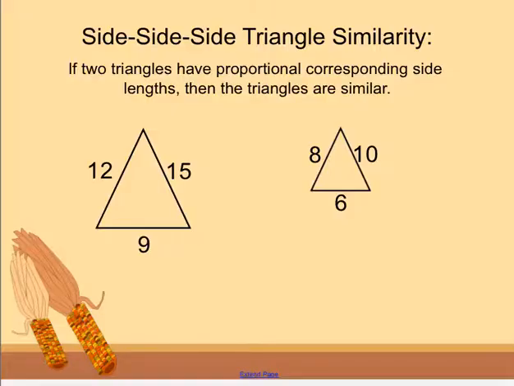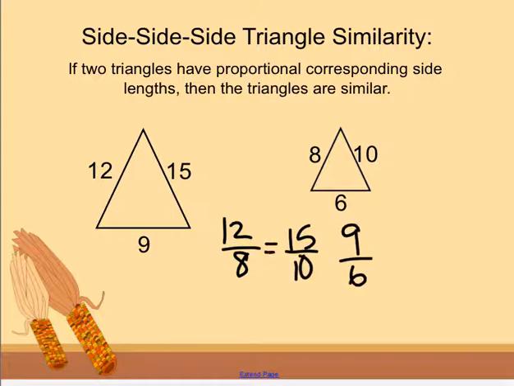Now we have some ways that we can tell if things are similar. Side-side-side similarity: if two triangles have proportional corresponding side lengths, then the triangles are similar. Based on these triangles below, the side 12 corresponds to 8, 15 corresponds to 10, and 9 corresponds to 6. Are these the same? Yes, because they all simplify to 3 halves. So these triangles are similar.